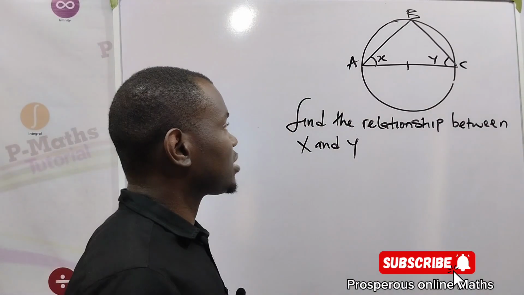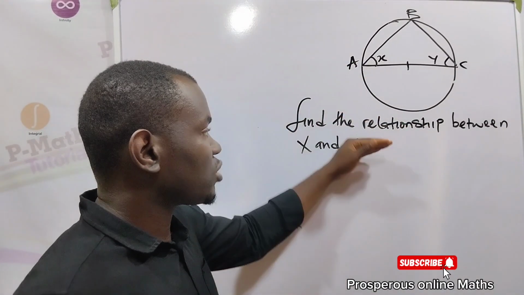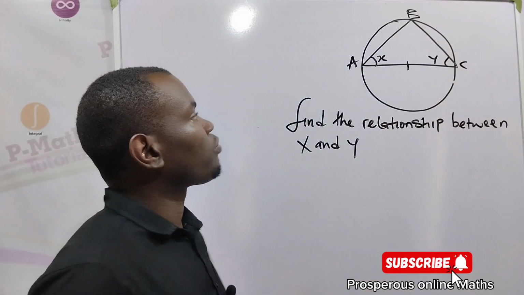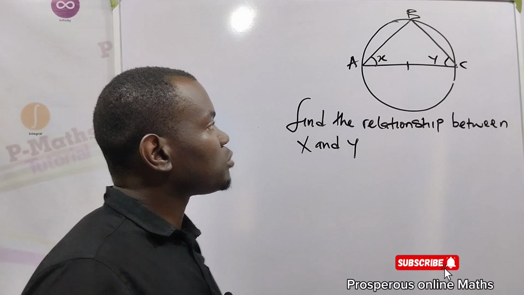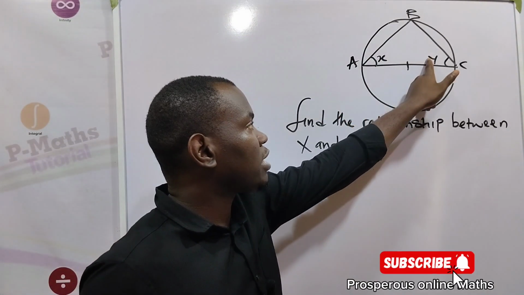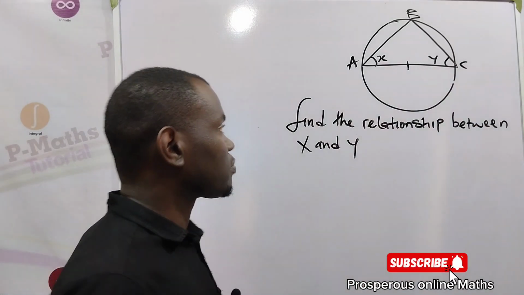We have another interesting circle theorem question on the board. Let's see how we can find the relationship between x and y in this diagram. One important theorem you will have to recall to find the relationship between x and y is the theorem of a right angle in a circle.